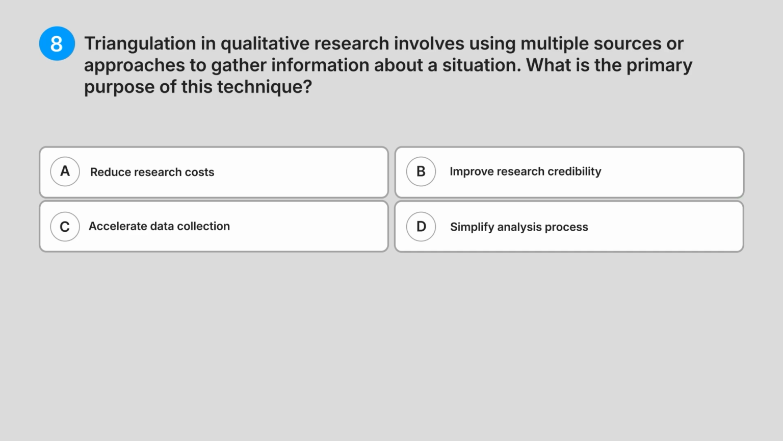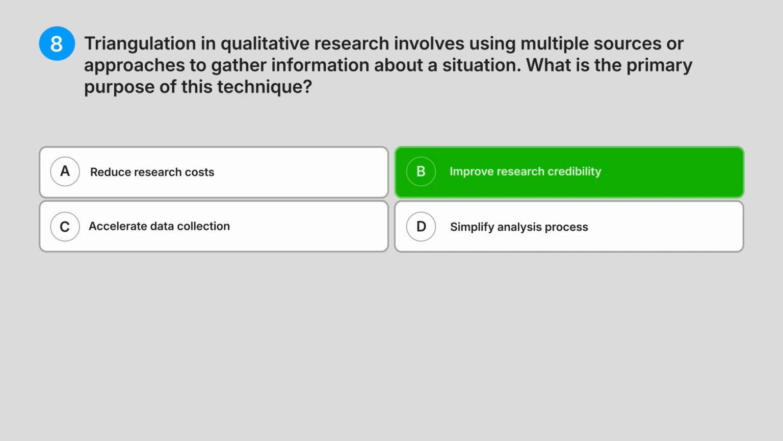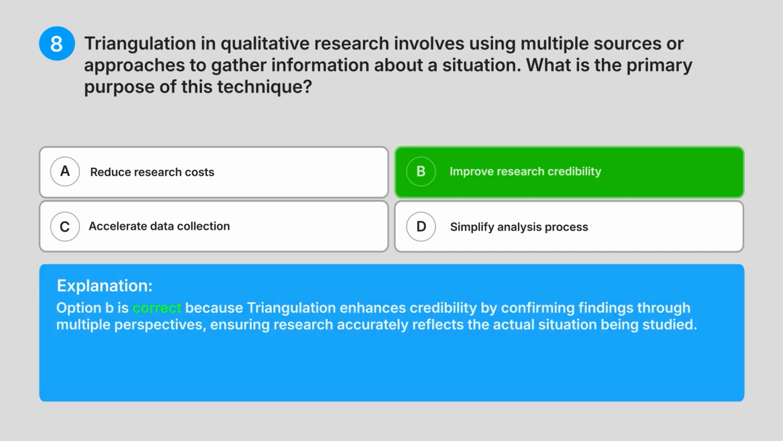Correct answer. B. Improve research credibility. Explanation. Option B is correct because triangulation enhances credibility by confirming findings through multiple perspectives, ensuring research accurately reflects the actual situation being studied.